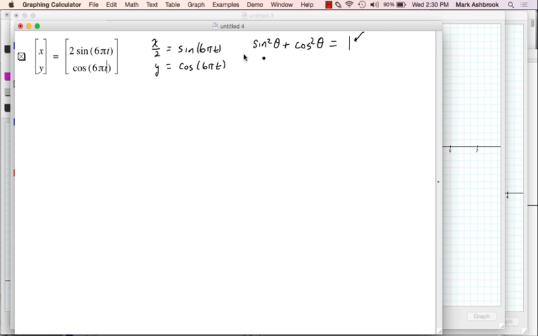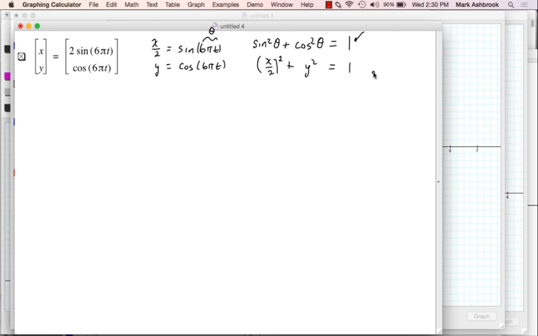So what is sine squared in our case? My theta is going to be 6 pi t, okay? Sine squared of 6 pi t is going to be x over 2 squared, right? And what's cosine squared? Well, if that's sine squared and that's cosine squared, then what do they equal? Equal 1, right? See what happened?